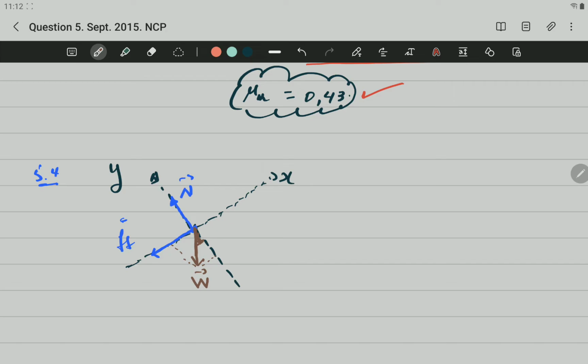Okay, now what forces are there? The components will be on the y-axis. There is going to be weight in the y-axis, which is equal to weight multiplied by cosine of 30 degrees. And here on the x you will have weight in the x-axis, which is equal to weight multiplied by sine of theta. So that is important because we are going to use it now.